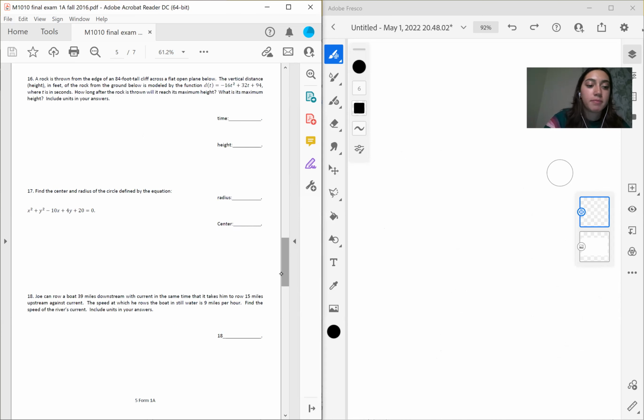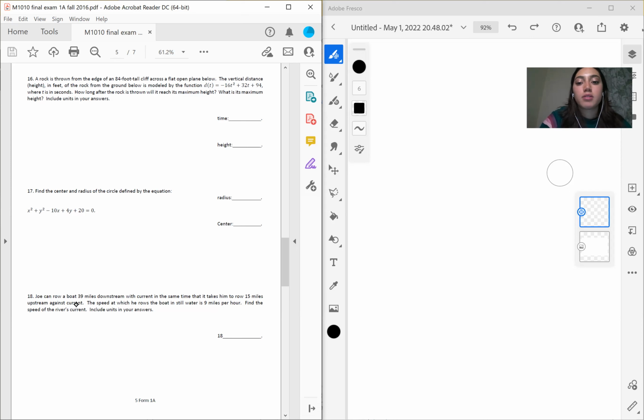This way. Okay, let's do 18. It says Joe can row a boat 39 miles downstream with the current in the same time that it takes him to row 15 miles upstream against the current. The speed at which he rows the boat in still water is 9 miles per hour. Find the speed of the river's current.